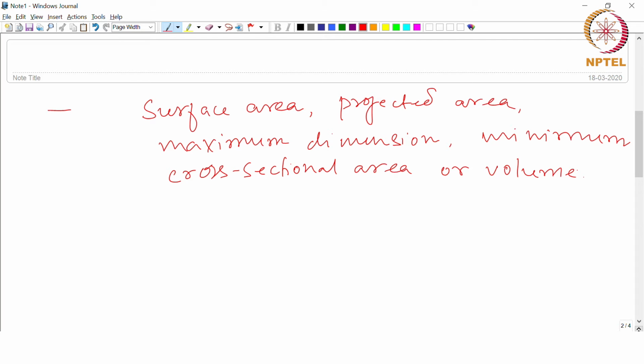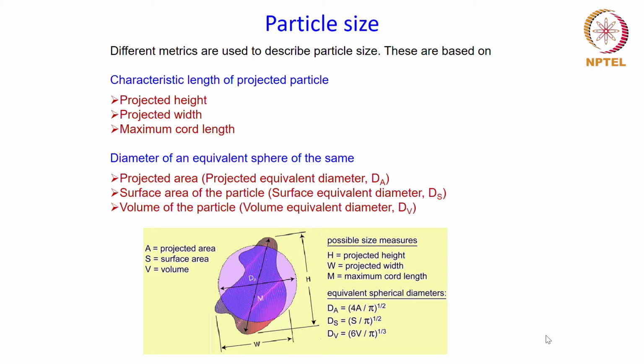And this is explained here in this particular slide as to how to define that geometric parameter to come up with a single dimension parameter which can be used to define the size of the particle, right. So this is an example of a particle which is irregular in shape. So what we can do, we can define it in terms of an equivalent sphere which is having either same projected area, same surface area or same volume, okay.